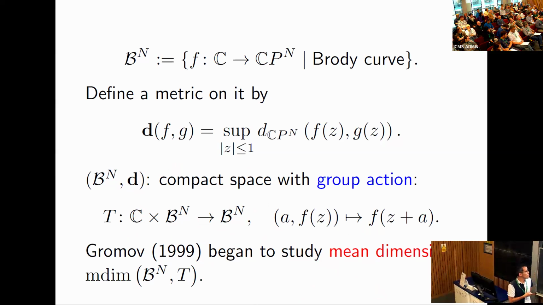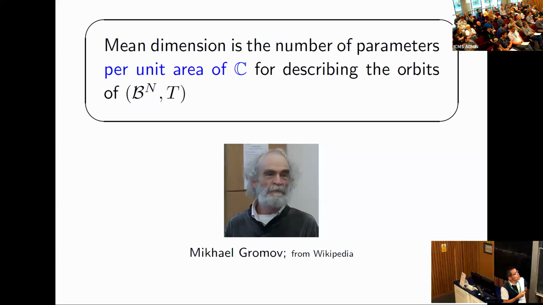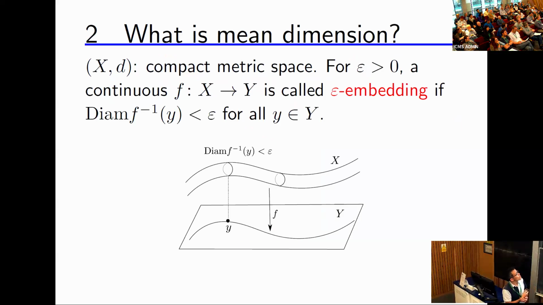What is mean dimension? Roughly speaking, mean dimension is the number of parameters per unit area of the plane for describing the orbits of this group action. Mean dimension is still not so popular in the mathematical community, so I want to give its precise definition. By the way, are there any questions so far?